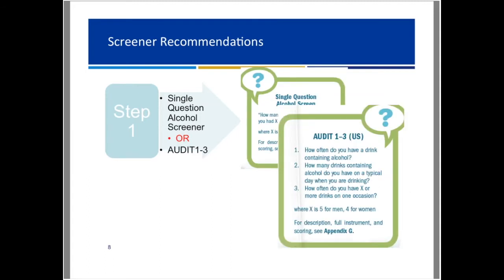There's another option besides the single item screener, and that's called the AUDIT 1-3. So you can see here that it's the first 3 items of the AUDIT screener. How often do you have a drink containing alcohol? How many drinks containing alcohol do you have on a typical day when you're drinking? And how often do you have X or more drinks on one occasion, where X is 5 for men and 4 for women? So this AUDIT 1-2-3 has additional advantages because it fits in seamlessly with the longer AUDIT.